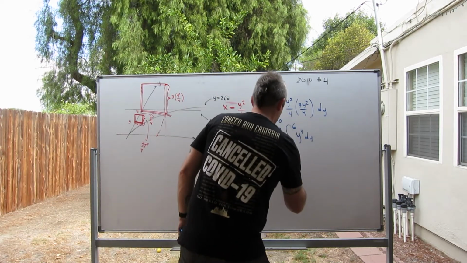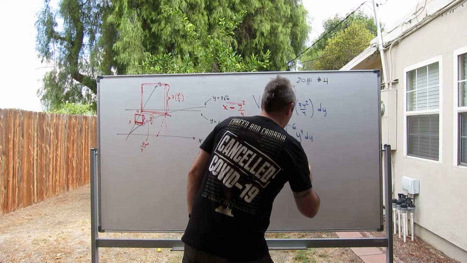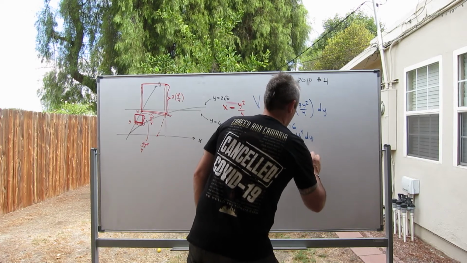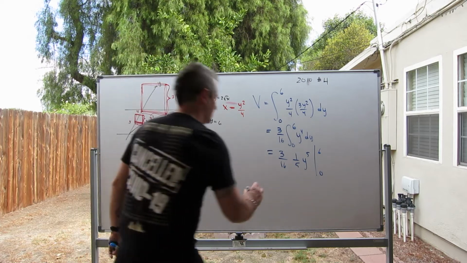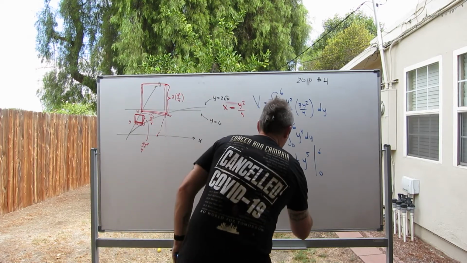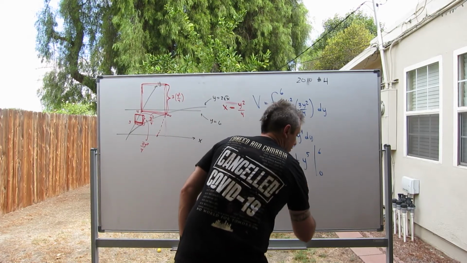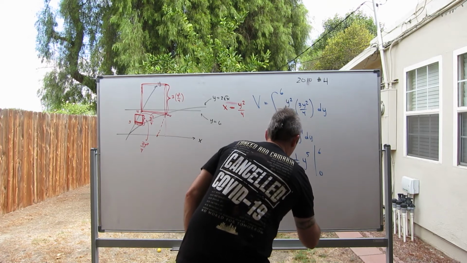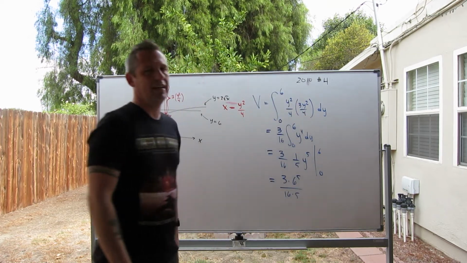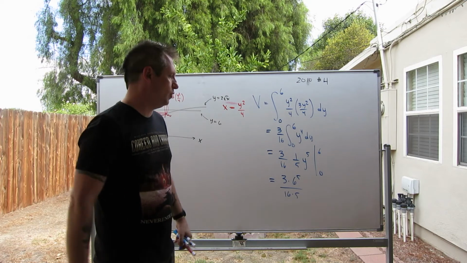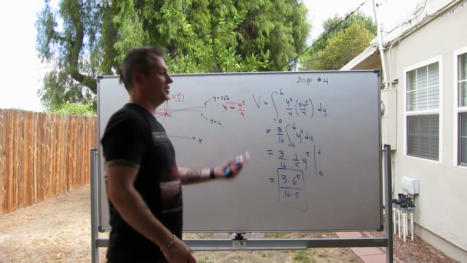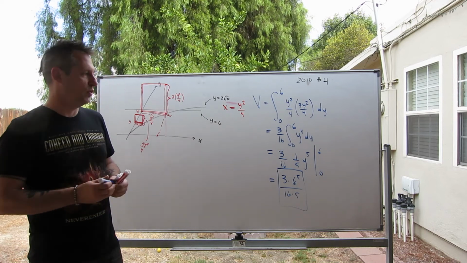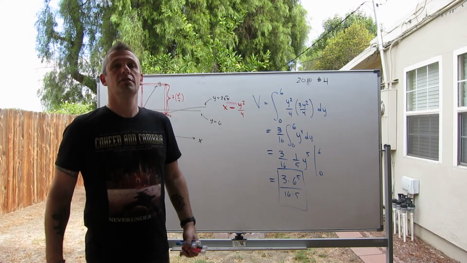This is going to be 3/16 times 1/5 y to the 5th from 6 down to 0, which ends up being 3 times 6 to the 5th power over 16 times 5. If I had a calculator or felt like computing, I could totally figure out what this number is. This is in cubic units, it's an actual volume. But that is my final answer.